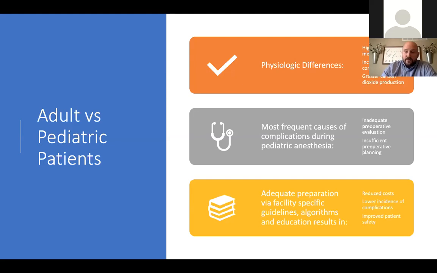The literature also identified the most frequent causes of complications during pediatric anesthesia to be inadequate preoperative evaluation and insufficient preoperative planning. Finally, in my literature review, it was noted that facility-specific guidelines, algorithms, and educational programs, which focus on differences of anesthetic delivery for pediatric populations, can reduce costs and incidence of complications related to pediatric anesthesia administration and improve overall patient safety.